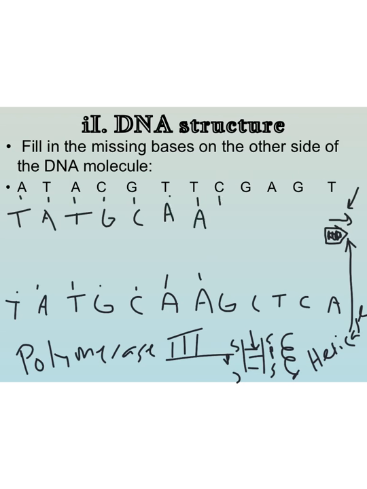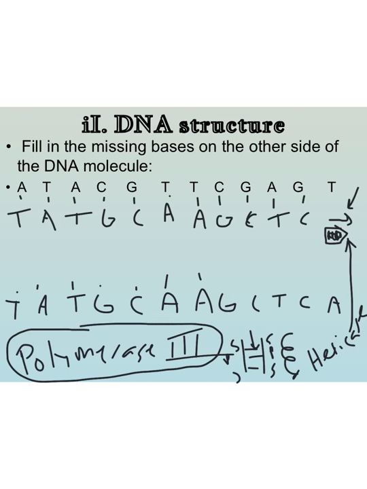DNA polymerase just puts a nucleotide with the appropriate base whenever it sees fit. So G goes with C. A goes with T, and so on. Last one, G goes with C. Now, DNA polymerase 3 can only work in one direction, and that's called 5' to 3'.